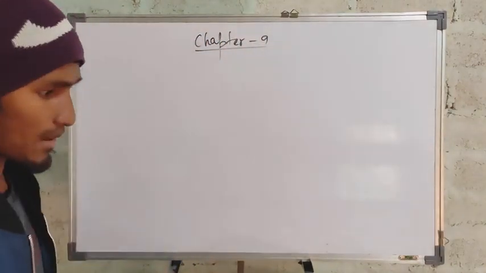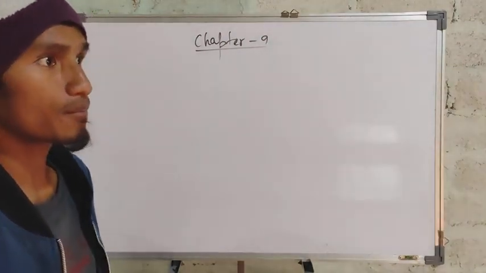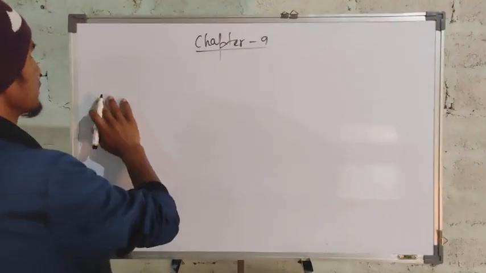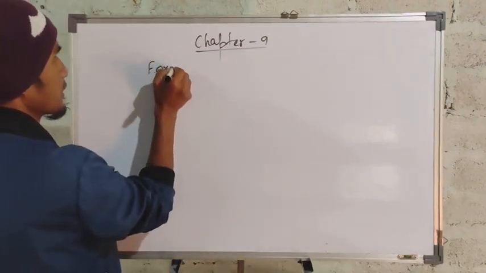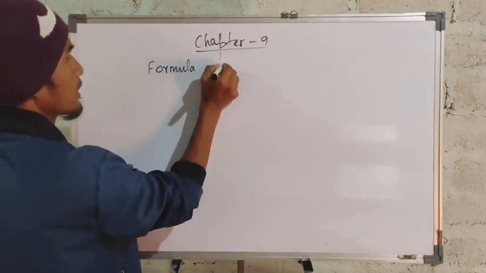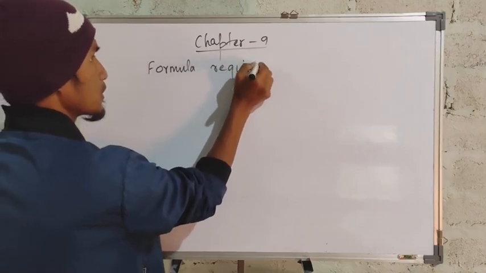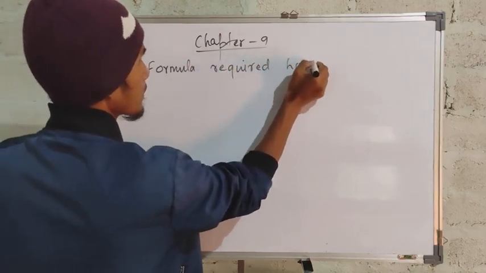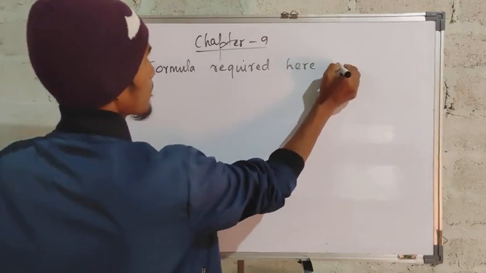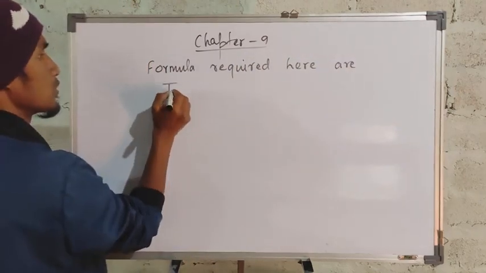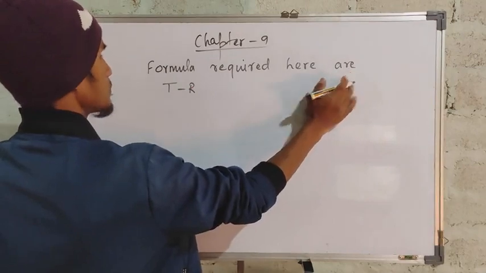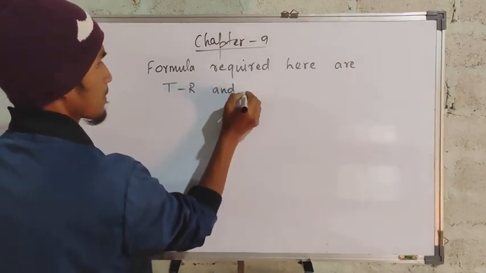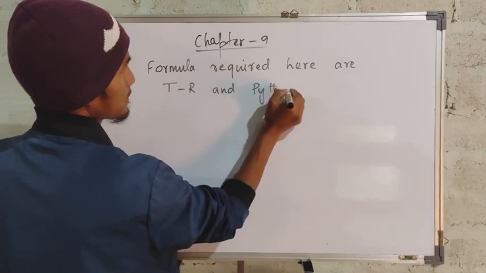Before we start this chapter, let's recap chapter 8, especially the formulas required in this chapter. The formulas required here are trigonometric ratios and Pythagoras.